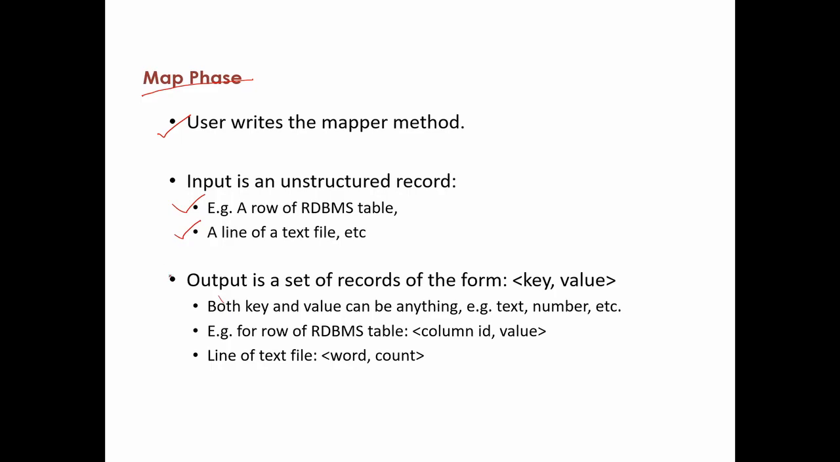The output record is of the form key value pair. Both key and the value can be anything, like they can be text, they can be numbers, etc. And generally there is a way to separate the key and the value. So for example, the output could be something like column ID comma value. For each row you may want to extract the column ID and the value in that column as the mapper output record. Or you could have something like word, count.